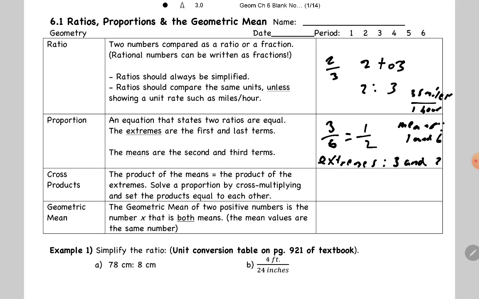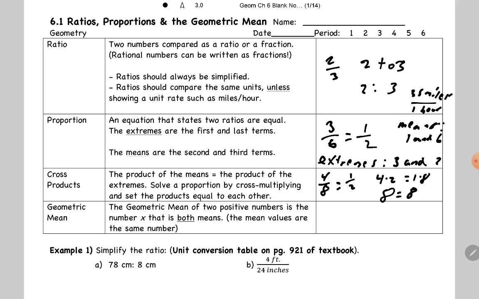Cross products. So you should have seen this before. If you have two fractions that form a proportion, that means they're equal to each other. Let's say 4/8 equals 1/2. You can do the cross product, which means you take the top left and the bottom right and multiply them together, and you take the bottom left and the top right and multiply them together, and you'll get the same answer.